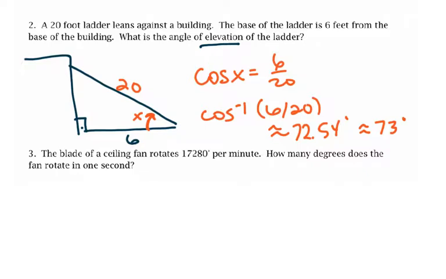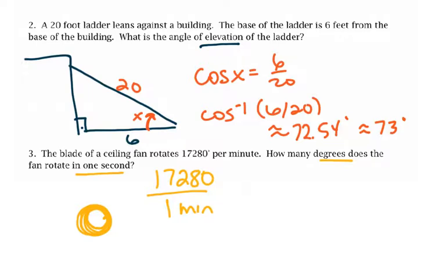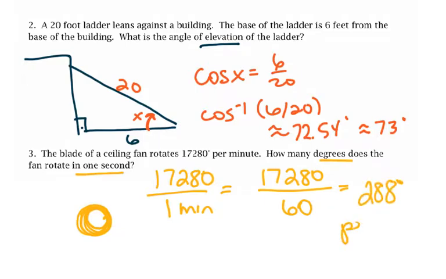Okay, the next question, the blade of a ceiling fan rotates 17,280 degrees per minute. If you think about 180 degrees as half of a rotation, in a minute it's going multiple rotations. It's going around and around and around in a minute. So we're going to take the 17,280 and I want to know how many degrees per second. If this is for 1 minute, how could I figure out the number of seconds? If I take my 17,280 degrees and divide it by 60 seconds, that will give me how many degrees per second. So it comes out to 288 degrees per second.